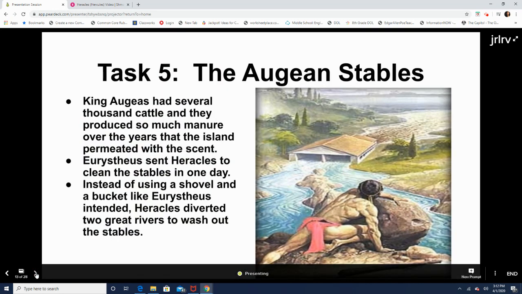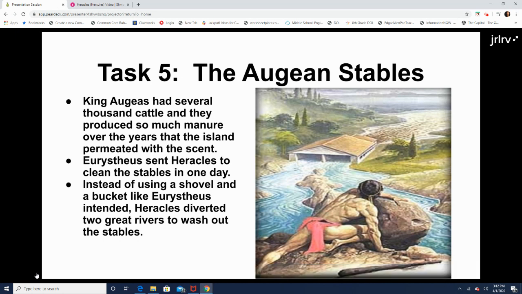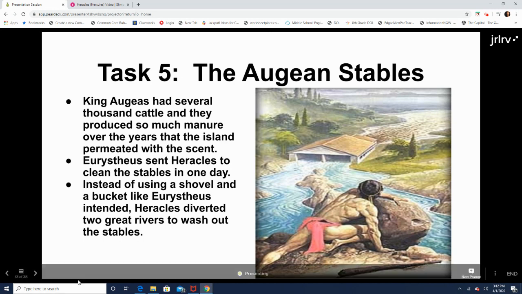Task 5, the Augean stables. King Augeas had several thousand cattle, and they produced so much manure, and of course we talked about what manure was. Over the years, the island permeated with the scent. Eurystheus sent Heracles to clean the stables in one day. Instead of using a shovel and bucket like Eurystheus intended, Heracles diverted two great rivers to wash out the stables. And we also talked about how during this task, Hercules worked smarter, not harder. And also how this is probably one of the least sanitary tasks that he had of all of them.